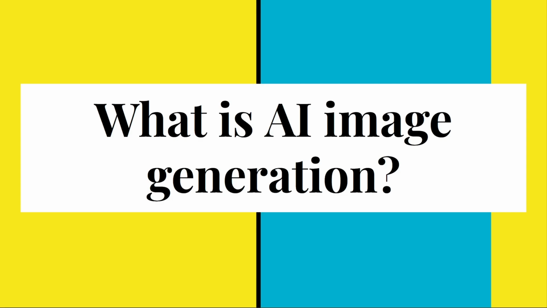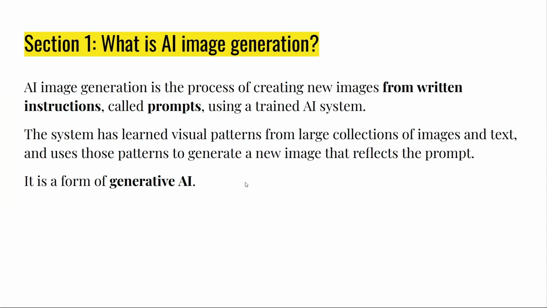What is AI image generation? Let's start with this simple question. AI image generation is the process of creating new images from written instructions, which are called prompts, using a trained AI system. The system has learned visual patterns from large collections of images and text, and it uses those patterns to generate a new image that reflects the prompt.